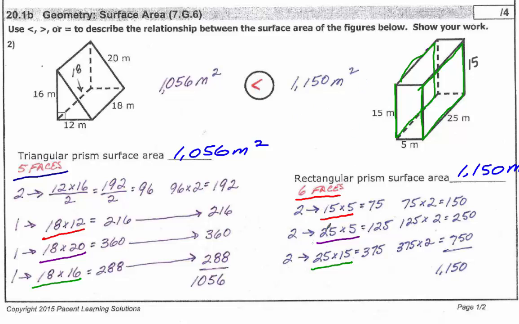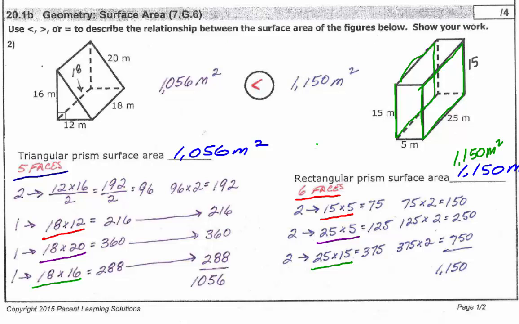6 faces. Multiply everything out, add it together, we get 1,150. Our triangular prism was 1,056. I think this is probably off the edge of the screen now that we're recording this, so let me write it in. And the 1,056 meters squared was less than the 1,150 meters squared.